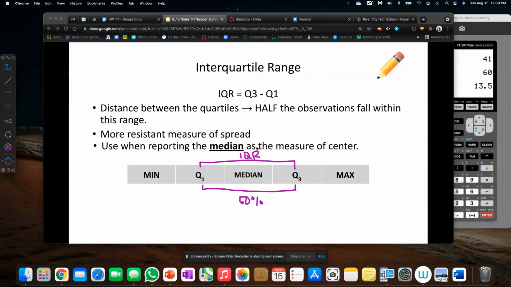The IQR is nice because it is a more resistant measure of spread, meaning any outliers on either end are not going to have any effect on your IQR. So we use the IQR when reporting the median as the measure of center. To summarize, when we have a skewed distribution, we use the median as the measure of center, and then we use the IQR as the measure of spread.